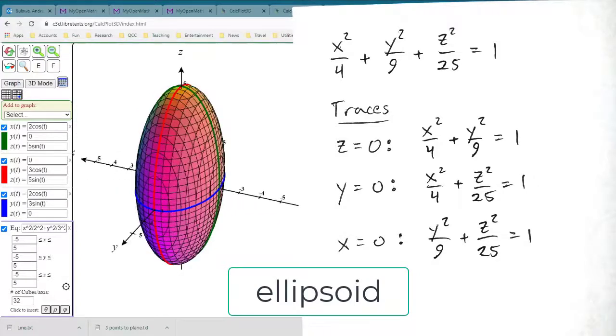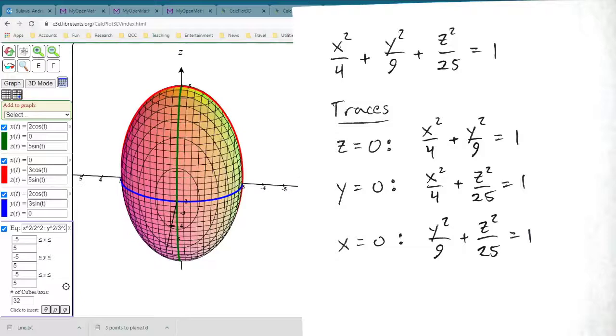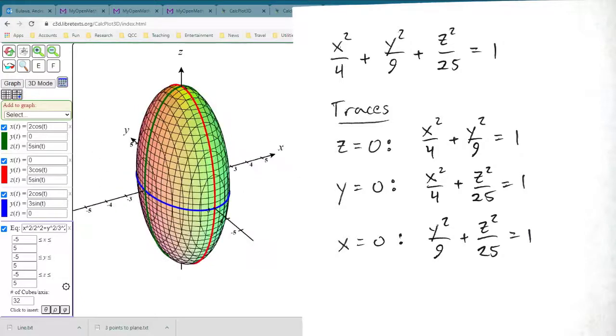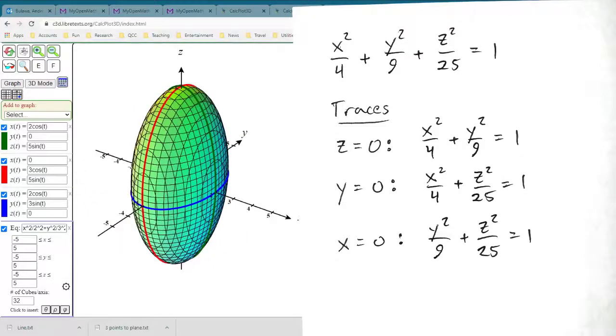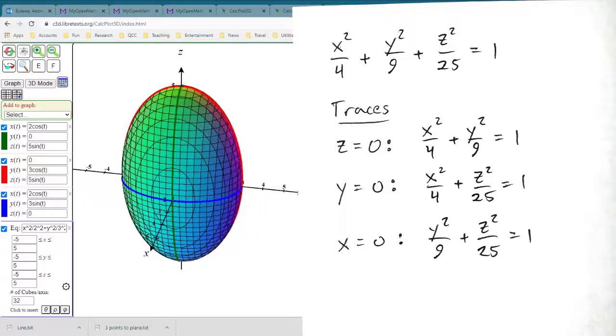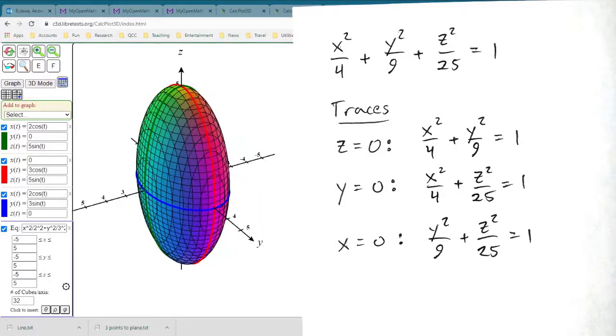So by looking at the traces where the surface intersects the coordinate planes, I can get an idea of what the entire surface looks like. And that's the idea of traces.